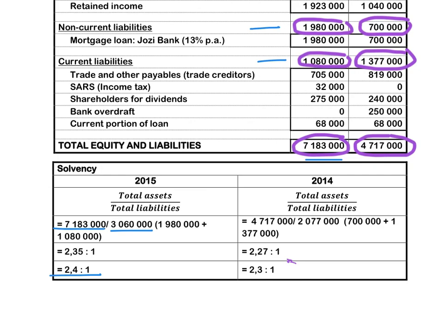If we look at 2014, the total assets will be 4717. We will calculate the total liabilities again, adding the 700,000 and the 1377 together, and that will give me a ratio of 2,3 to 1. So there was a slight improvement from 2014 to 2015, from 2,3 to 1 to 2,4 to 1.